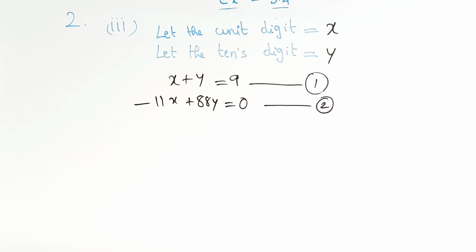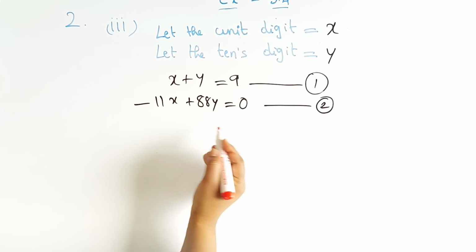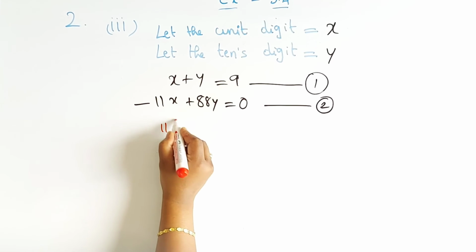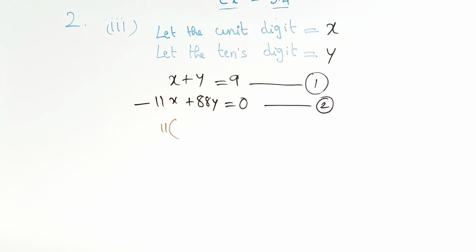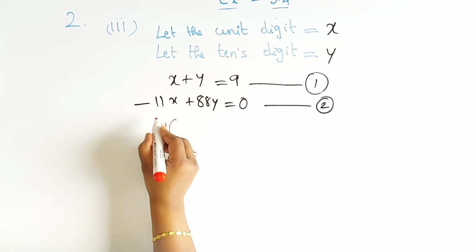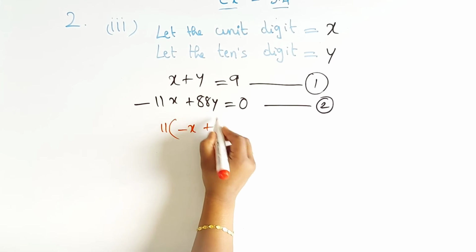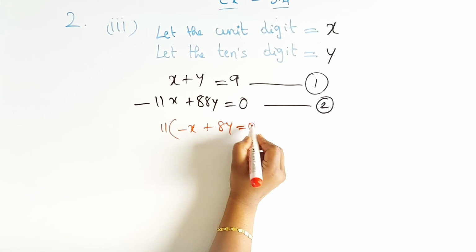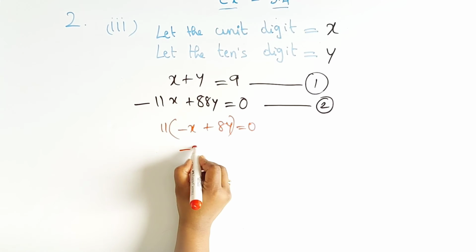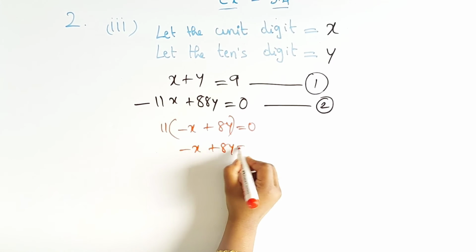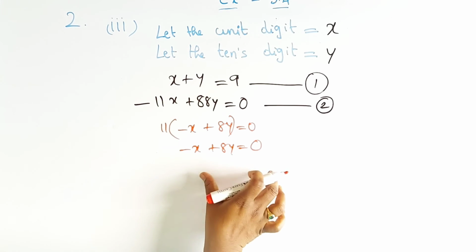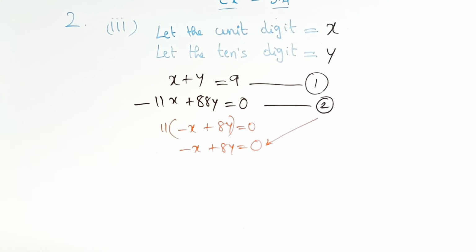These are the equations, children. From the second equation we can take 11 common, children. If you take 11 common, minus x plus 8y equals 0. Right, children? So from here minus x plus 8y equals 0 only. This is the second equation now changed. Right?